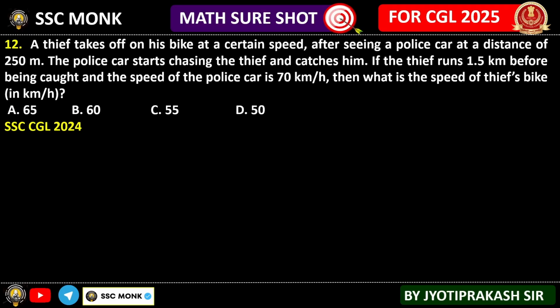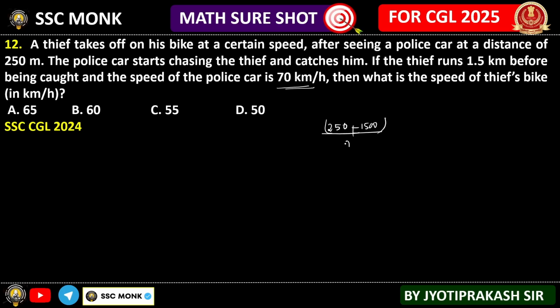A thief takes off on his bike at a certain speed after seeing a police car at a distance of 250 meters. The police car starts chasing the thief and catches him. If the thief runs 1.5 km before being caught and the speed of the police car was 70 km, then what is the speed of the thief's bike in km per hour? Now understand. Total distance was 250 meter. Then the thief ran for how long? 1.5 km more, that means 1500 meter more. This total distance was traveled by the police. Yes or no? Yes. And then he caught the thief.